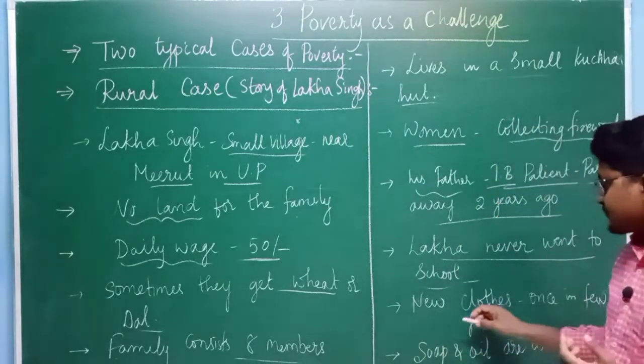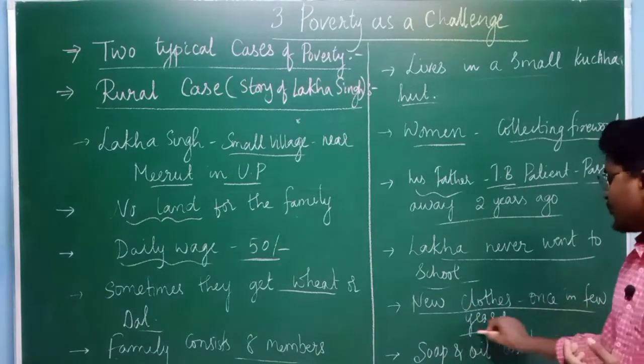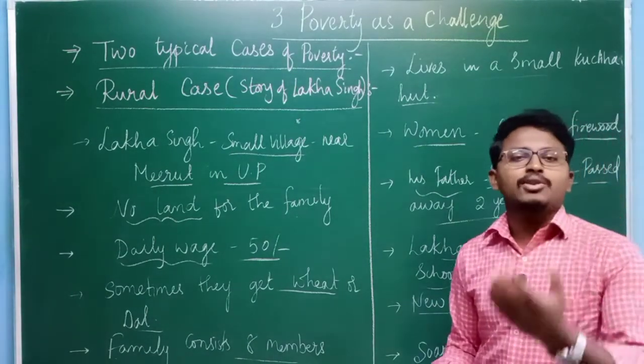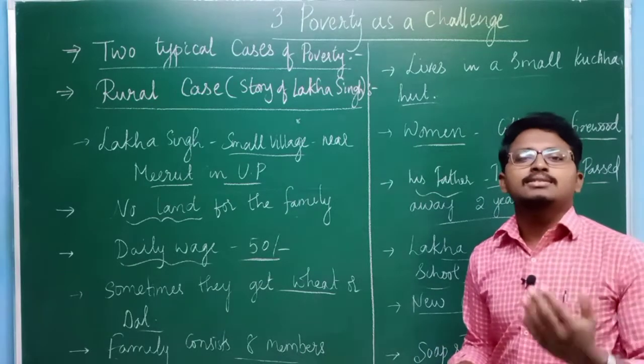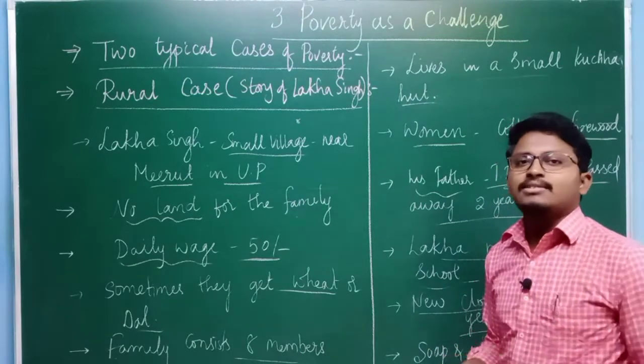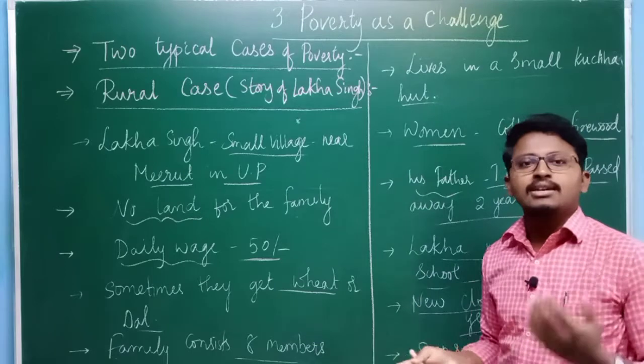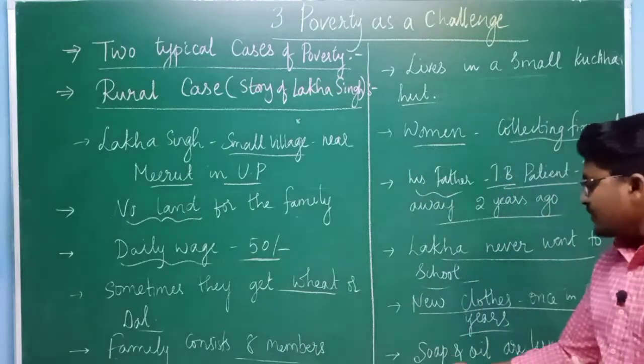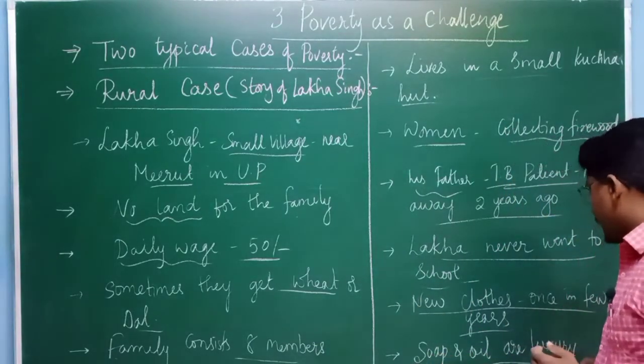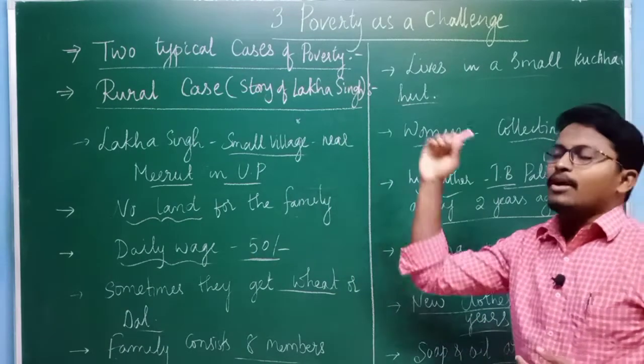New clothes come once in a few years. That means buying new clothes happens once or twice after some years, maybe after every 2 to 3 years. And even soap and oil are a luxury for this family of Laka Singh.